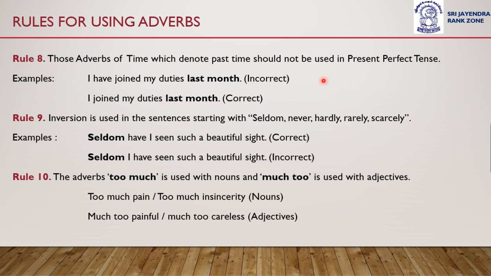Those adverbs of time which denote past time should not be used in present perfect tense. For example, "I have joined my duties last month." This is an incorrect statement. Why? Because in this sentence we have used present perfect tense with past time. Last month denotes a time which has already passed, so we cannot use "have" with it.